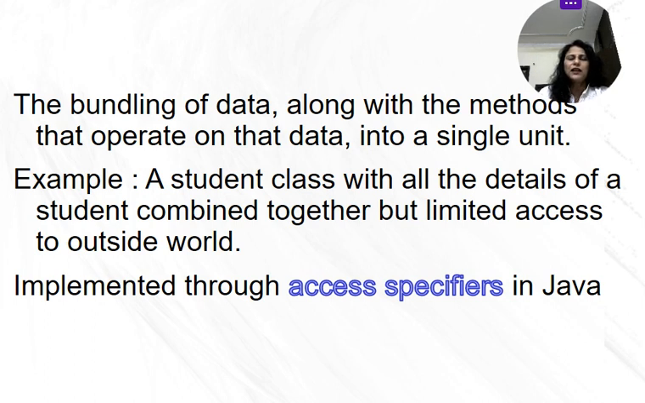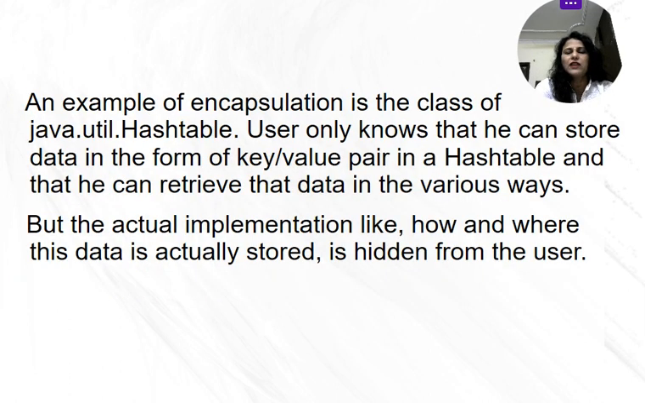For example, a name variable, String name. This can be specified as whether it is private, protected, or default. So these are the access specifiers. Four access specifiers are there, with which you can achieve encapsulation.